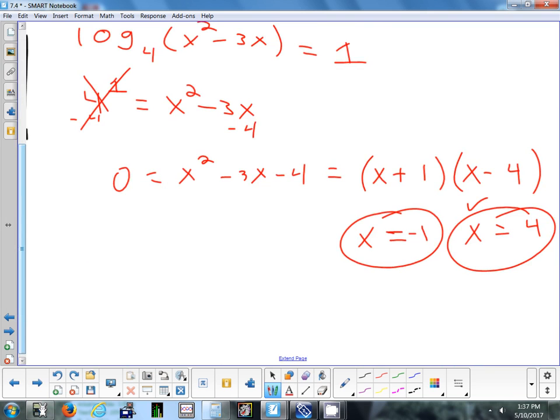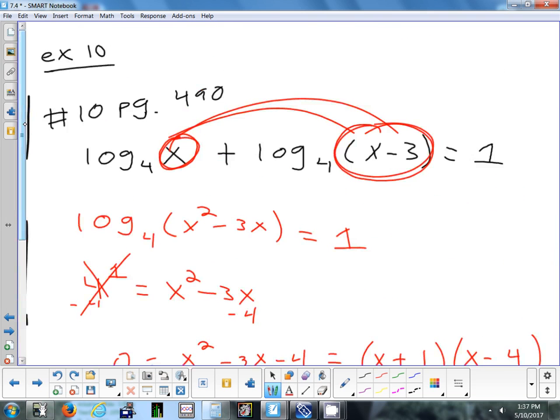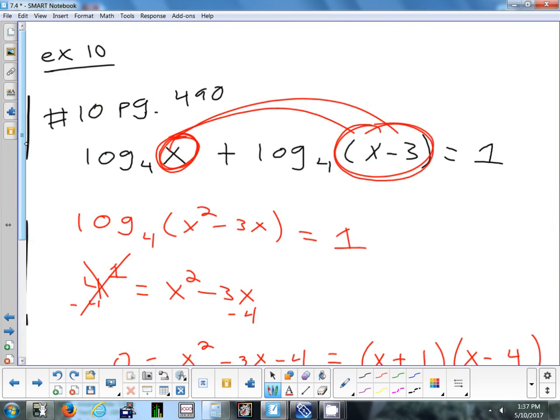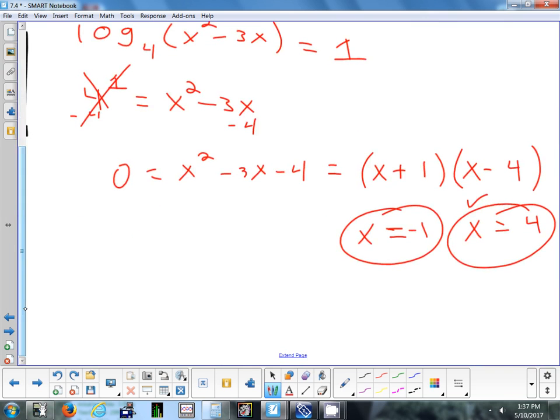Let's try negative 1. Alexis, if you plug in negative 1 here, would this be positive or negative? Negative. And now here, this would also be negative, but it doesn't even matter. So what does that mean about the negative 1? Negative 1 doesn't work. Okay, so the only answer you should put for that problem is 4. Okay, so that's the case.